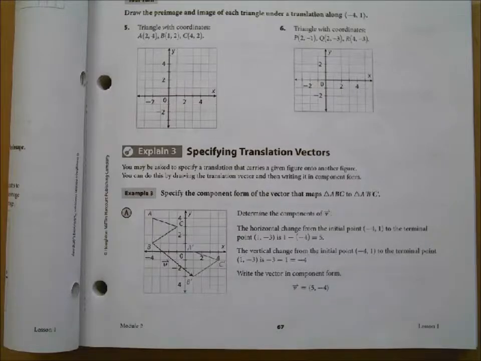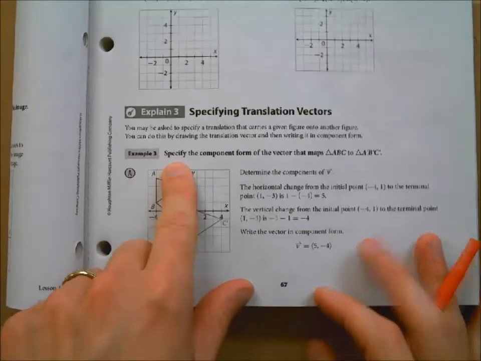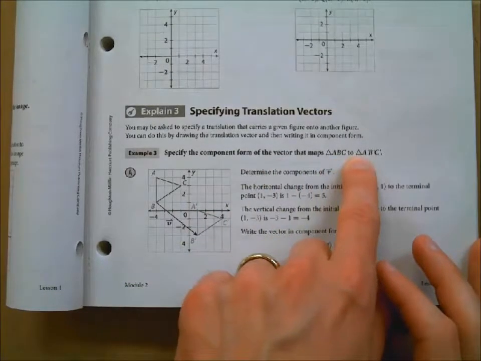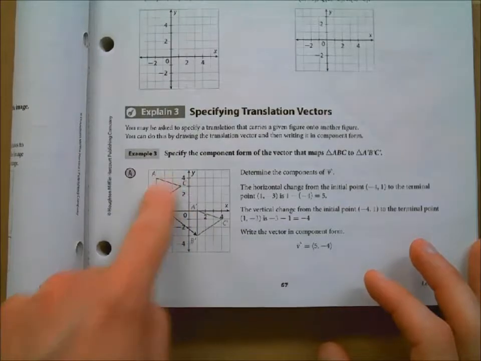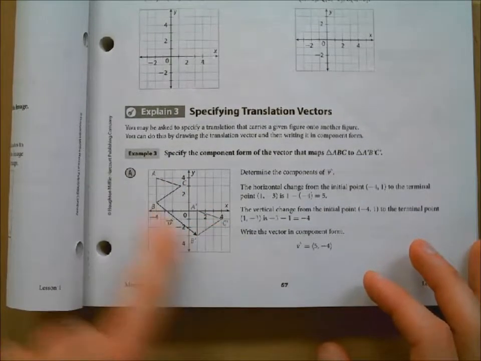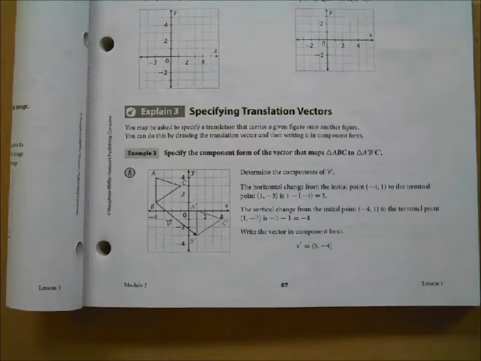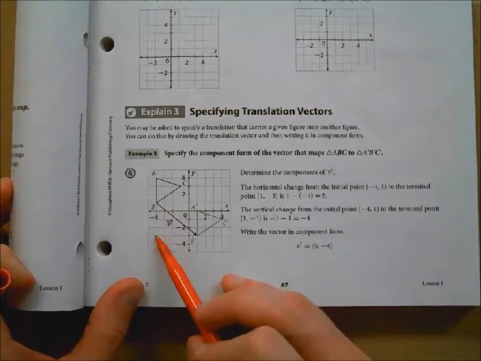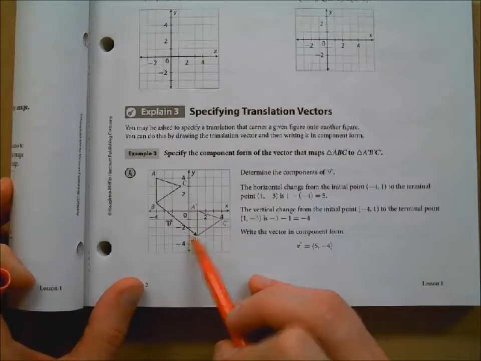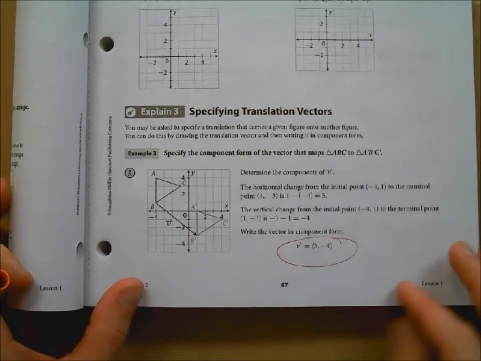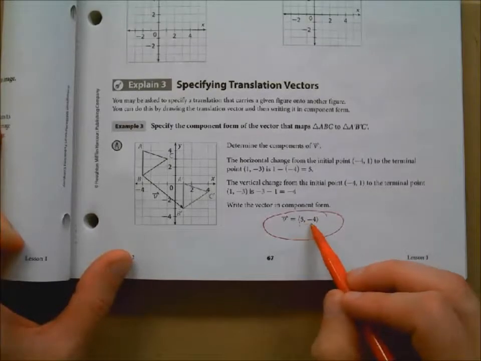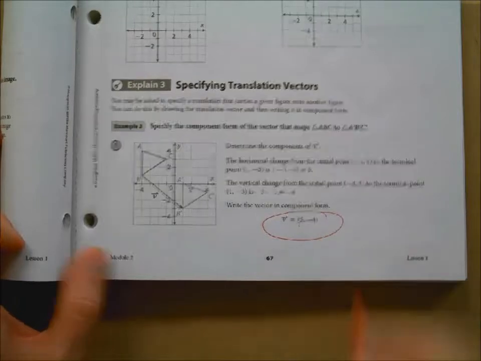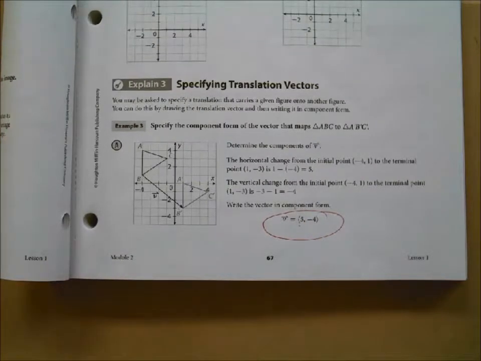So in other words here, example 3 says to specify the component form of the vector that maps triangle ABC to triangle A prime, B prime, C prime. So you can see there's ABC, there's triangle A prime, B prime, C prime. They already drew in a vector there for us. Okay, so to get from B to B prime, you can see we have to go down 1, 2, 3, 4, and right 1, 2, 3, 4, 5. And so we end up with this as our component form. Right 5, down 4. Make sure you put the correct little pointy parentheses there when you name that vector, in the component form.